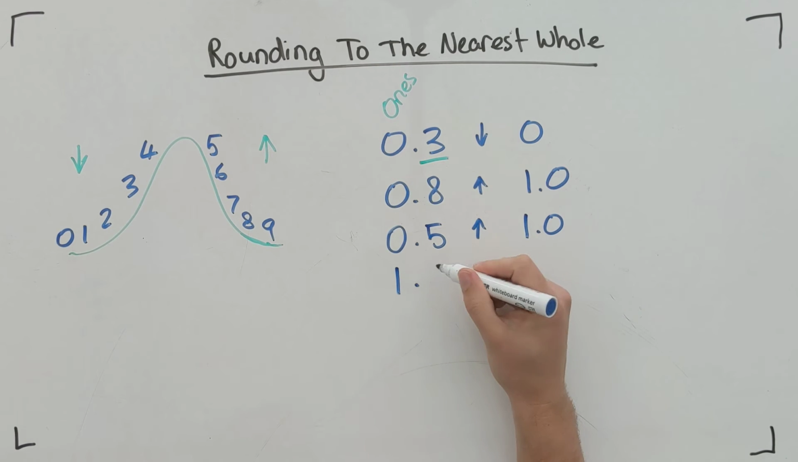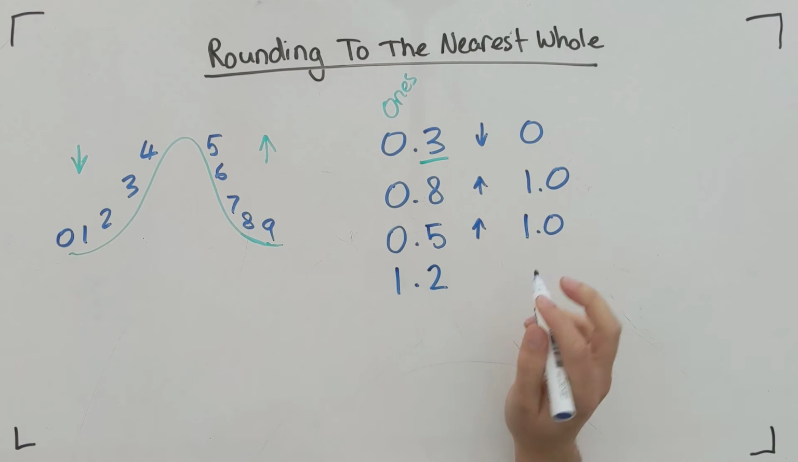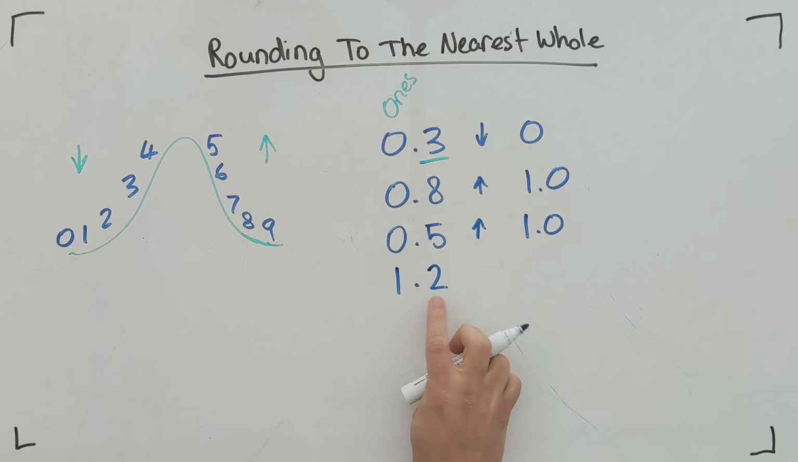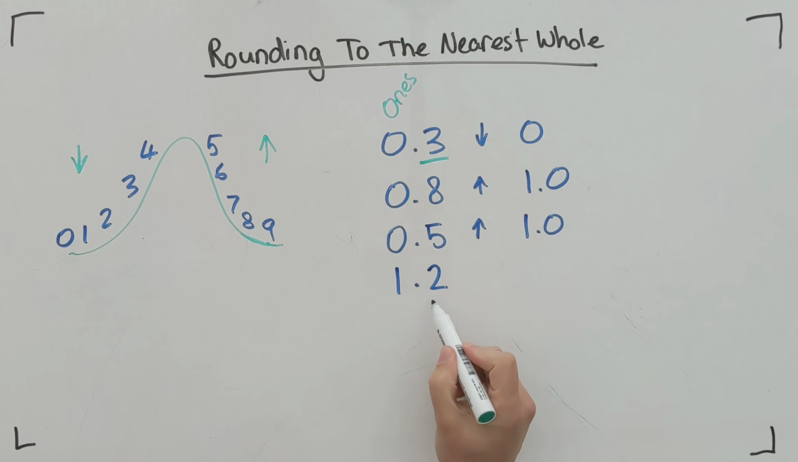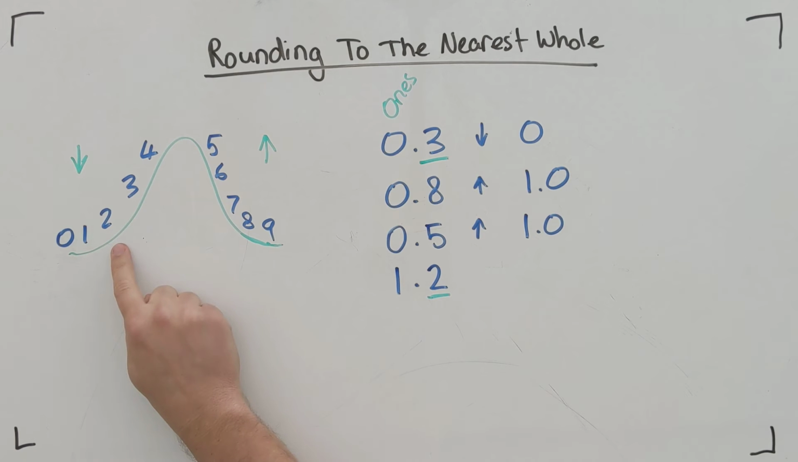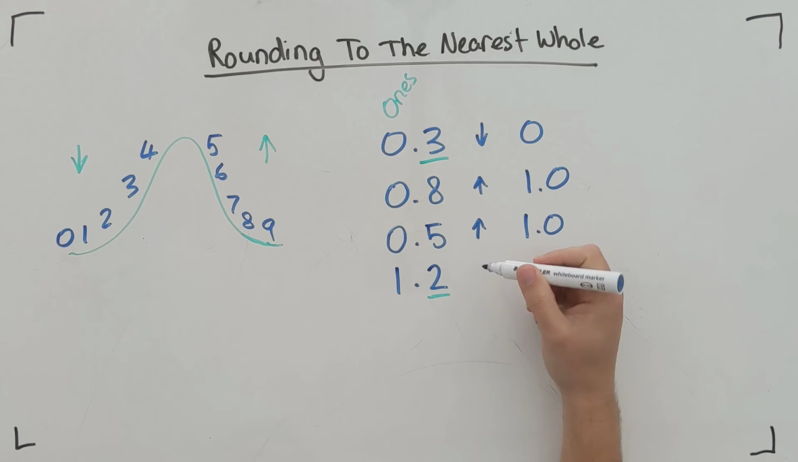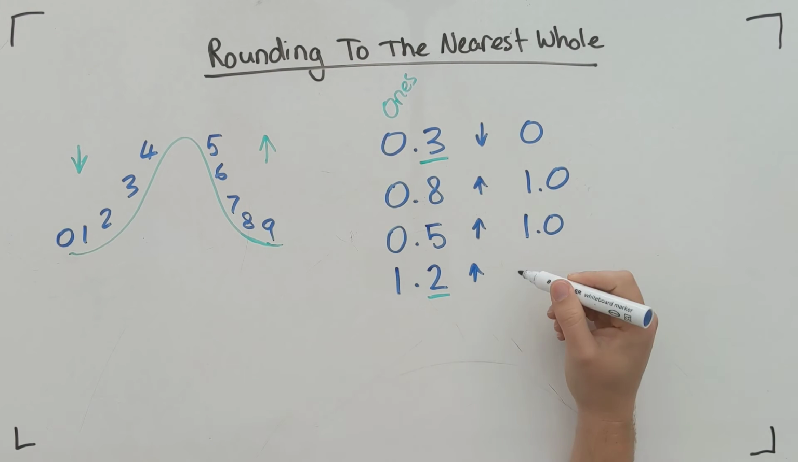Let's try one with a whole already there. 1.2. So we're asking about rounding to the nearest whole. It could either go down to 1 or up to 2. We're thinking about what's in this tenths column. 2 is on the left hand side of the hill, so we know it has to round up.